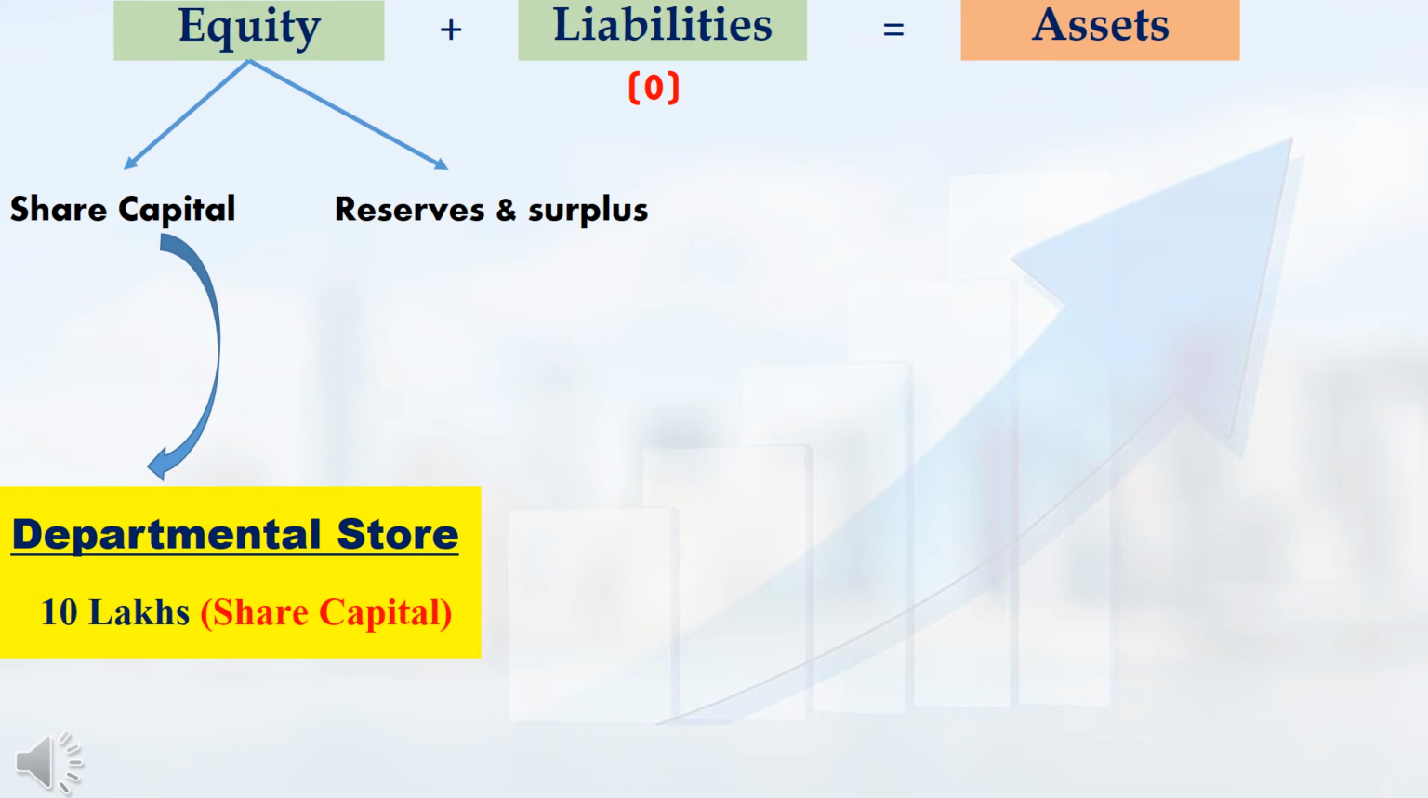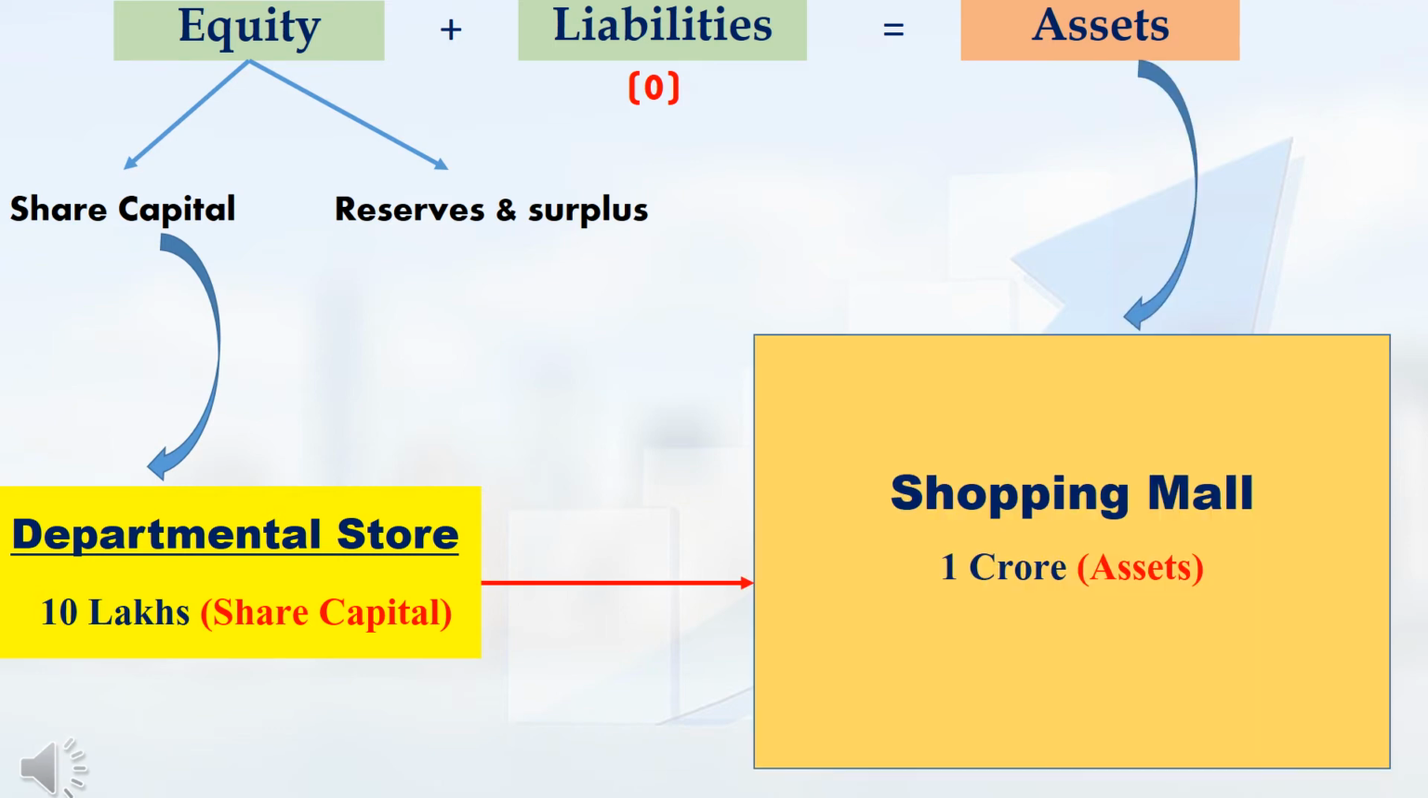In my business, liabilities will become zero because I had not taken any loan from the bank. Let me assume that in the next few years I got a huge profit from my business, and with that profit amount I built a shopping mall in Chennai. Like that, let me assume. And one more assumption, that shopping mall's total asset value is 1 crore rupees.